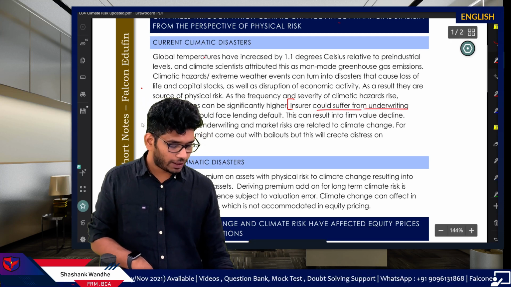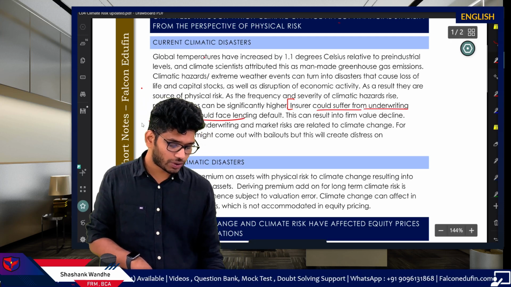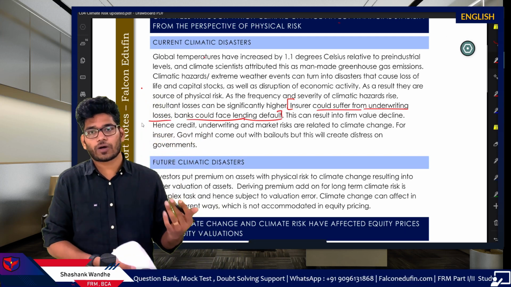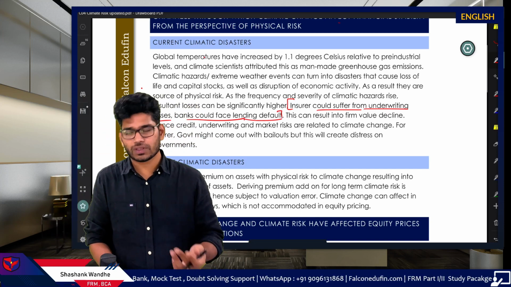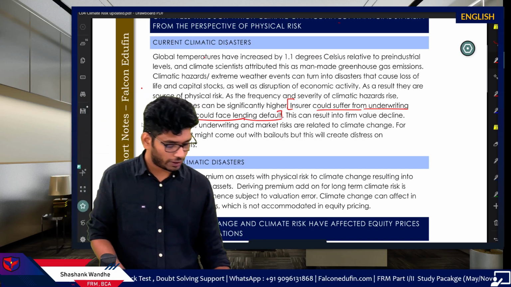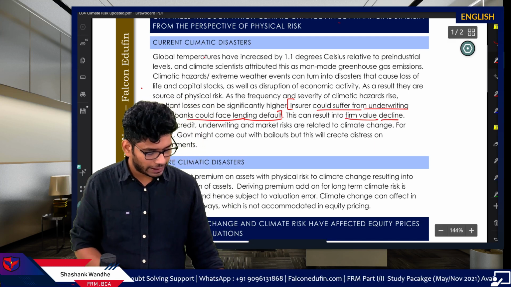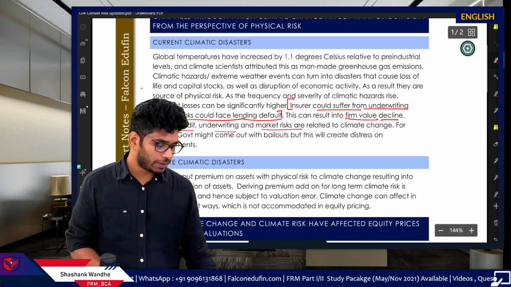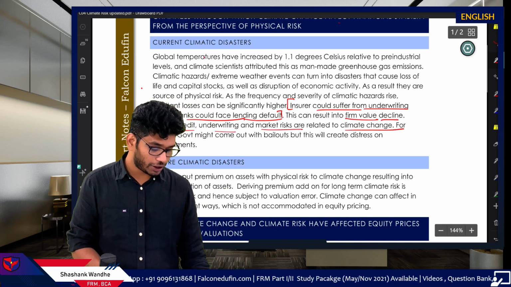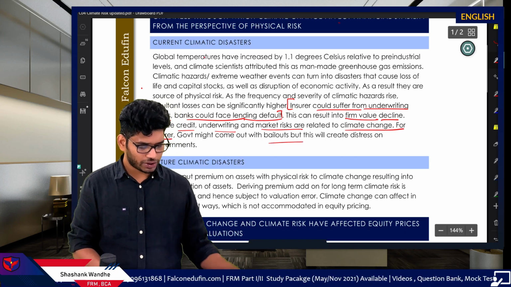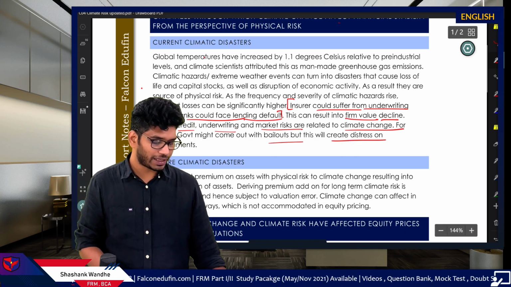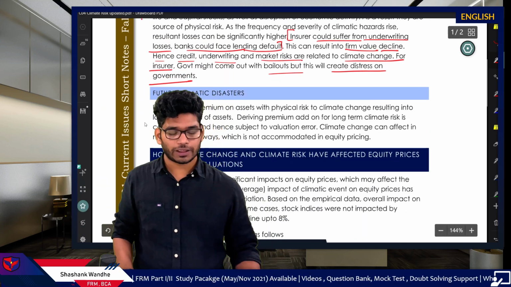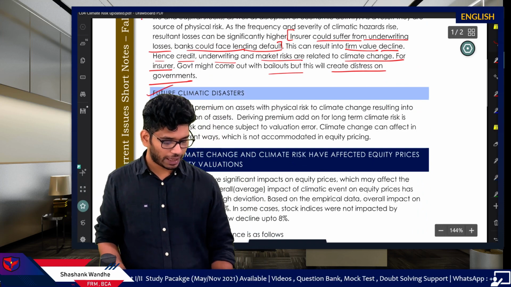So the insurer could suffer from underwriting losses. Banks could face lending default. Lending default is when the borrower faces losses and is unable to repay the loans, which will obviously result in default. This can result in a firm value decline, for banks, insurers and other companies as well. Hence, credit underwriting and market risk are related to climate change. For insurers, the government might come out with bailout packages, but this will create distress for the governments. Okay, so this is the first learning objective, first part, the current climatic disaster.